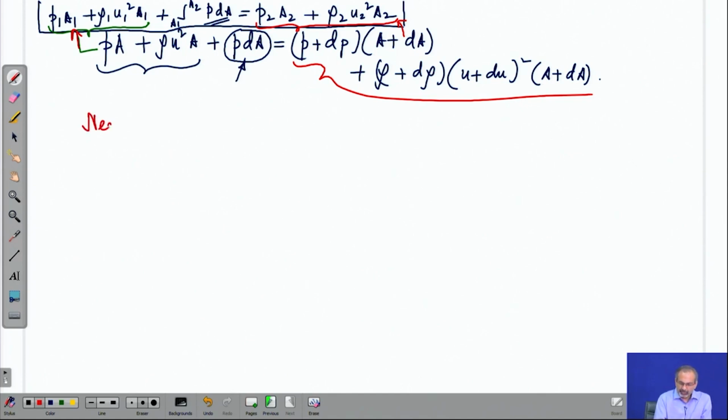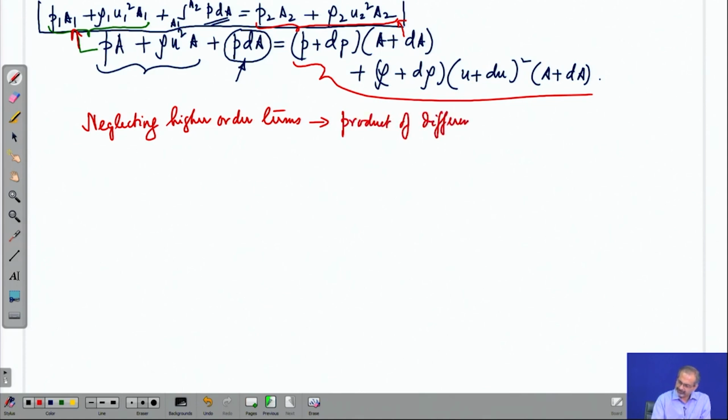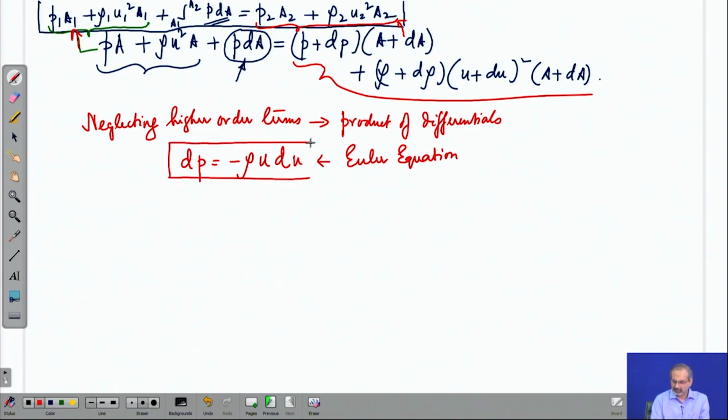We would do a simplification in the sense that we neglect higher order terms, higher order in the sense of products of differentials. So, if you neglect that, what do you get? You get a very familiar equation, that is simply the Euler equation, which we have visited earlier, but following a different approach. How can we use this equation together with the continuity equation? Let us try to take it forward.